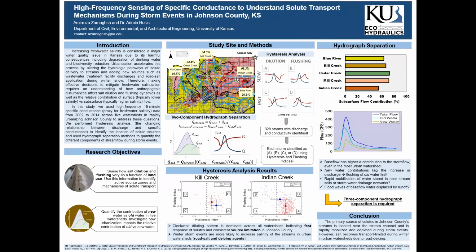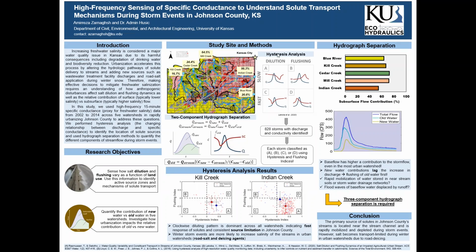So here you can see a map of our studied watersheds. We have Kill Creek, Cedar Creek, Mill Creek, Indian Creek, and Blue River, which are very different in terms of land use. So urbanization level changes from 16.7% in Kill Creek up to 98.3% in Indian Creek.